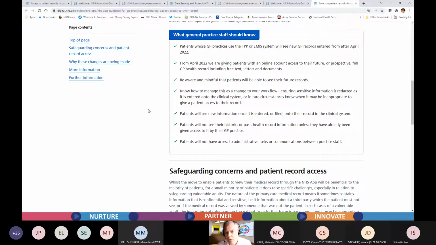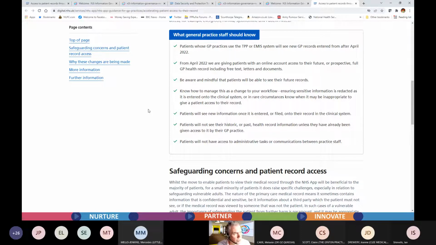It says here patients won't see historical or past information unless they're given access to it. So that remains something that people still need to ask for. But of course, as we go forward, we're talking years and years, patients will build up that record anyway. And this is an important one, because I know this was a question that was asked: at the last point on there, patients won't have access to administrative tasks or communications between practice staff. So patients don't see that bit.